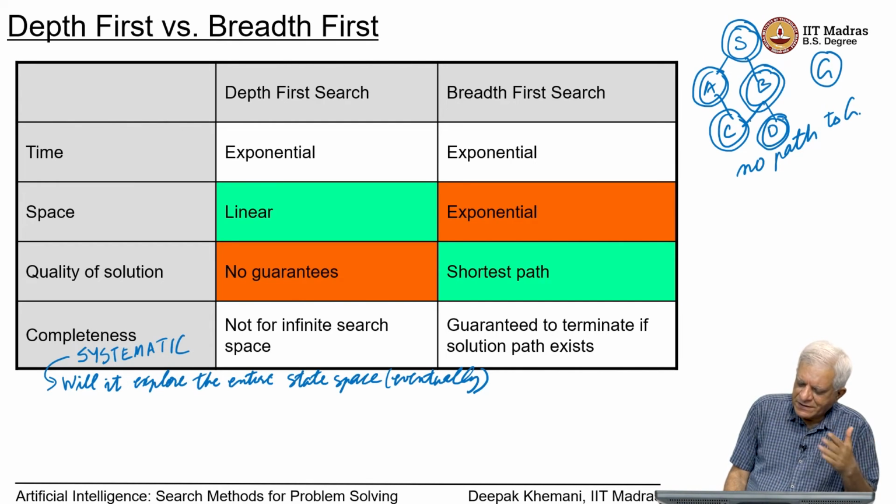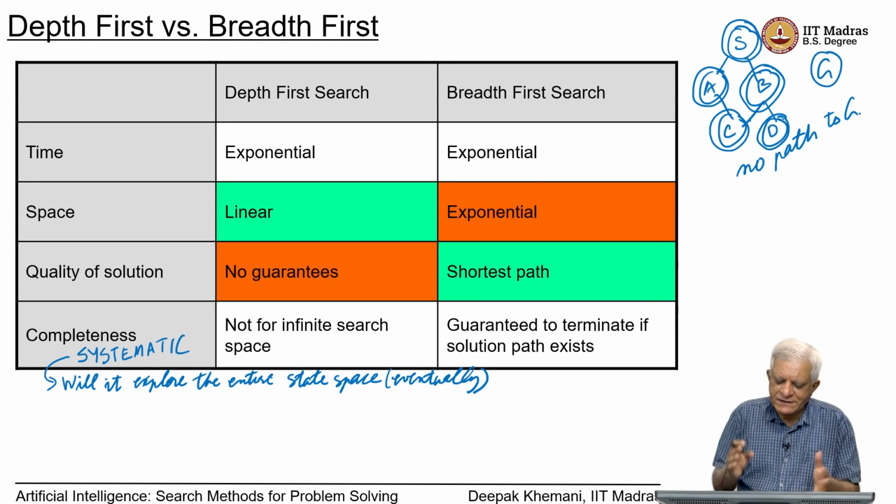So, if there is a path, it means it will be a path of finite length. Breadth first search is guaranteed to terminate with the path essentially, whereas depth first search is not guaranteed to do that, especially for infinite graphs.